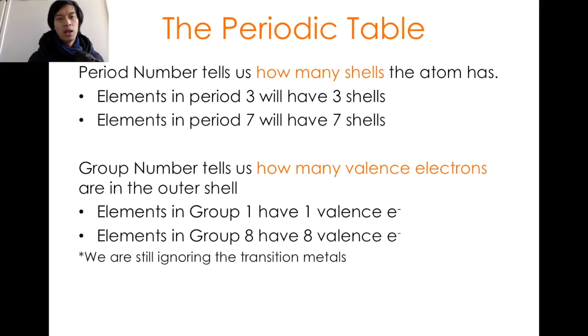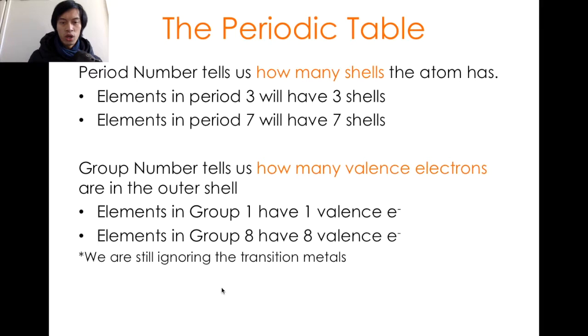The period number tells us how many shells the atom has. So elements in period 3 will always have 3 shells. Elements in period 7 will have 7 shells. The group number will tell us how many valence electrons are in the outer shell, valence electrons being the electrons in the outer shell.